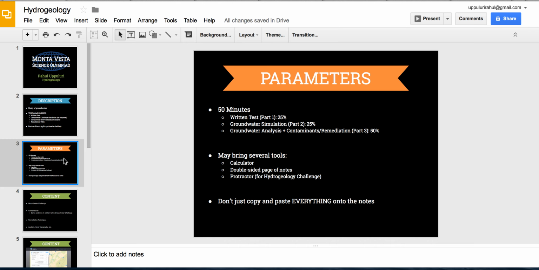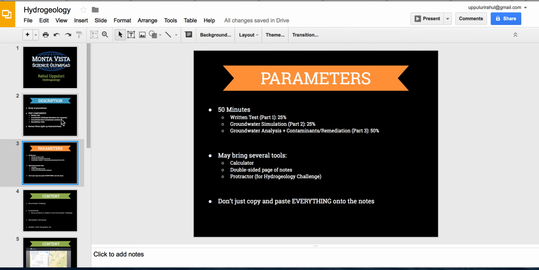And you can bring a couple of tools to the test. You can bring a calculator and a protractor for the hydrogeology challenge, which is again the groundwater simulation. I'll definitely discuss what that challenge is later on. In addition, you can also bring a double-sided page of notes, but it's recommended that you don't just copy and paste everything onto the notes. It's better to familiarize yourself with all the material and then put the stuff that you have the most trouble with onto the notes, so it'll be a lot easier to search for things.